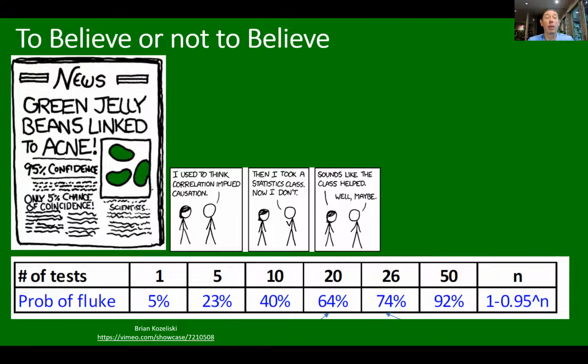We're testing for multiple anomalies. So if you do one test, yeah, you have a 5% chance of it being a fluke, even though it says it's significant. If you do 5 tests, that probability of fluke jumps up to 23%. If you do 50 tests, it jumps up to 92% that you found something that really isn't valid. In fact, we have a generic formula for making that determination.